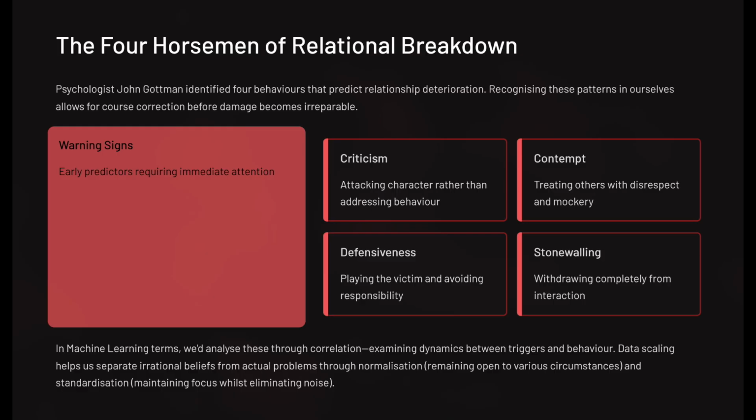In order to separate projections, irrational beliefs, or echoes of past trauma from actual distinctive problems which need to be repaired through cooperation, we integrate what machine learning describes through recursive feature elimination, removing the unnecessary to strengthen what remains. Getting to the essential also calls for data scaling, which can be performed through the following methods: normalization, or our ability to remain open to various circumstances which might have led to the problem, and standardization, which allows us to remain focused on what to resolve and eliminate noise.